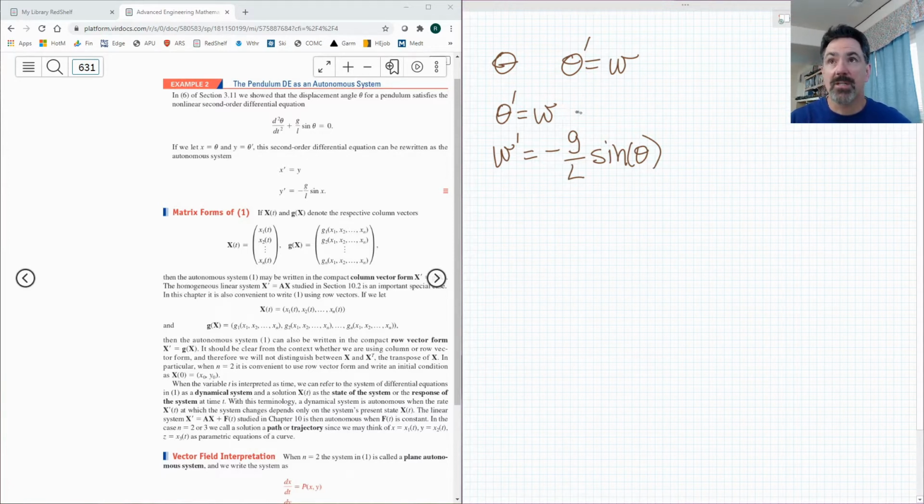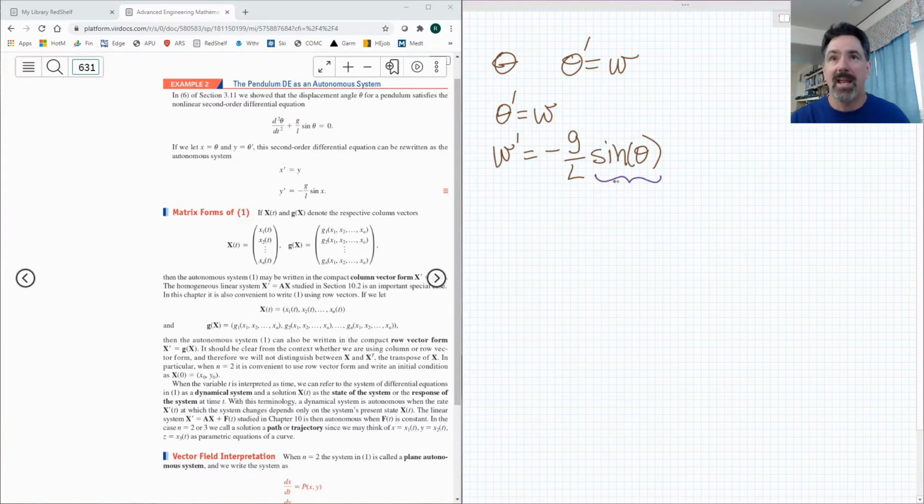And it's worth noting here, we have a system of first order ordinary differential equations. It is autonomous because we do not see the explicit representation of a t anywhere, which is the independent variable. It's also nonlinear, and it's nonlinear because of this term here, right?